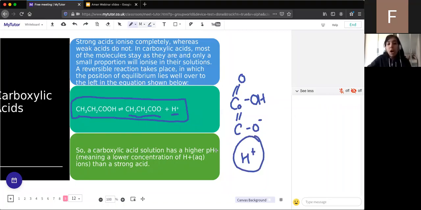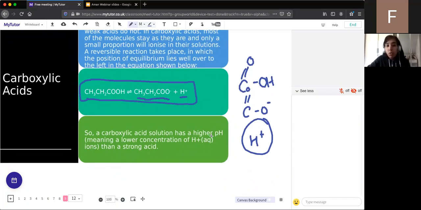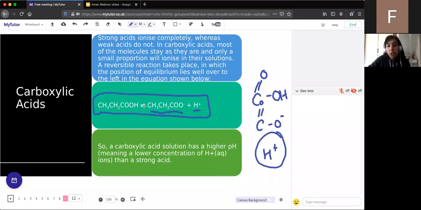The reason that carboxylic acids are weak and not strong is that this reaction is reversible, we've got the reversible sign there, and the position of equilibrium tends to lie on the left-hand side, over here. And what that means is that there's not much H+ and CH3CH2COO- produced. And the reason for that is because the equilibrium lies over here. So the reason it's a weak acid is because there's not much H+. So a strong acid will have lots of H+ ions.